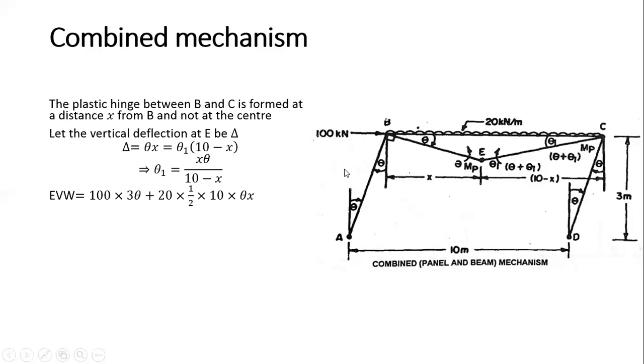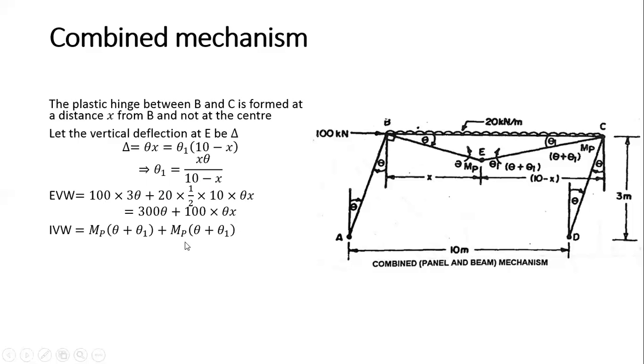100 times my 3 meter, so 100 times 3 theta. Plus this is my 20 into the area of the triangle, half base is 10 meter, from here to here it is 10, into this height. So this height is nothing but theta times x. Okay, now solve it. So this comes out to be 300 theta plus, when you solve it, 100 times theta x.